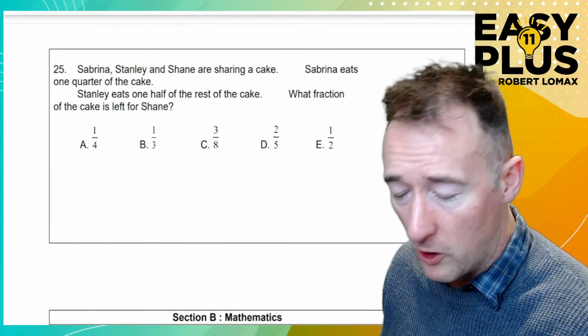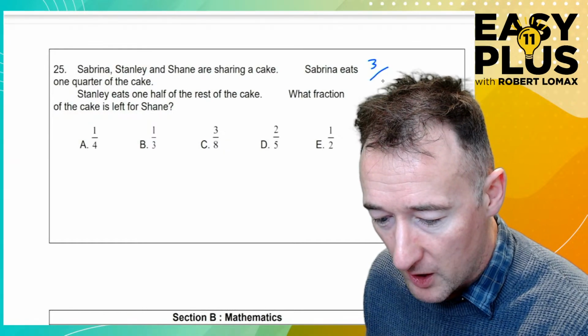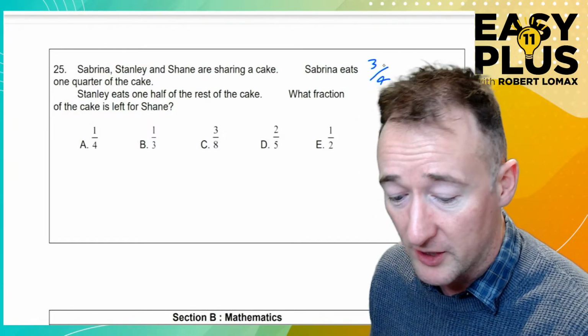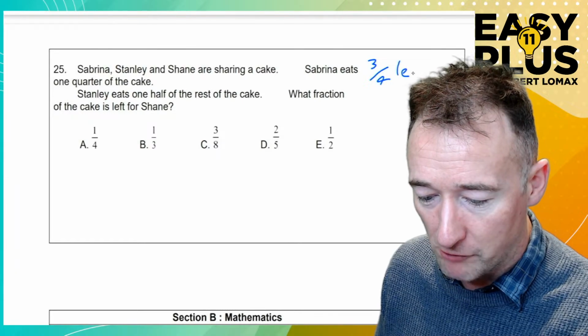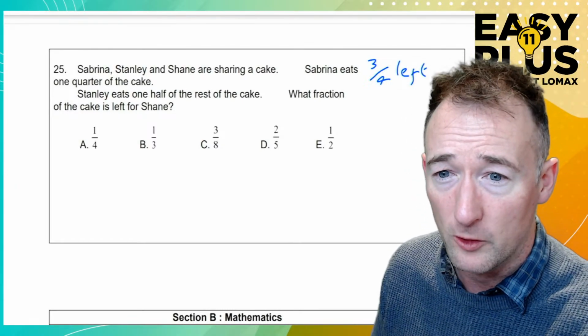So Sabrina eats 1/4 of the cake. That means there are 3/4 left. Quarters, there are 4 of them. 1's been eaten, so there are 3/4 left. Okay, I'll write left. I don't need to write left. It's just for me. As long as I understand it, it's okay.